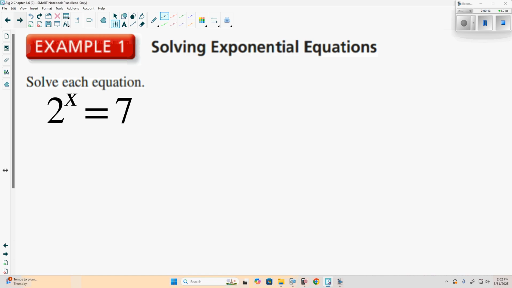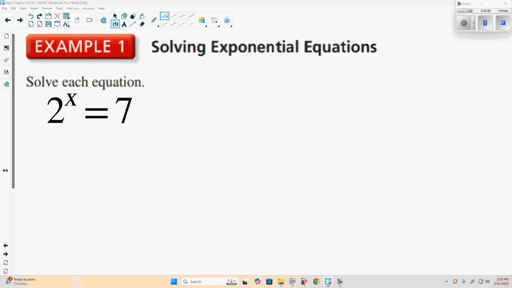All right, guys, so what we're doing today is continuing our section over solving exponentials and logarithmics. Now, as we solved this on Thursday, we got the bases to be the same and set the exponents equal to each other.